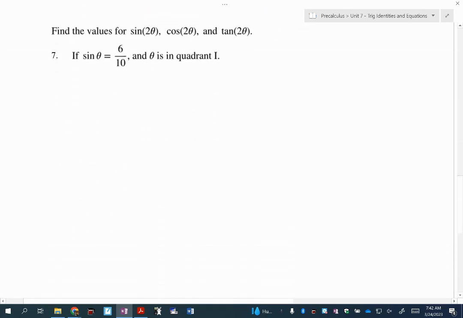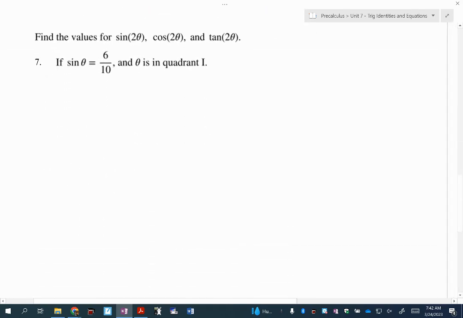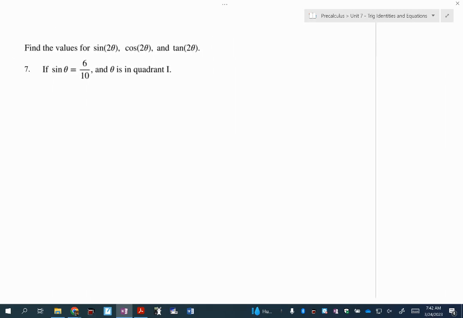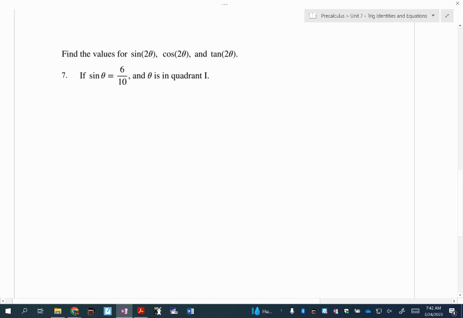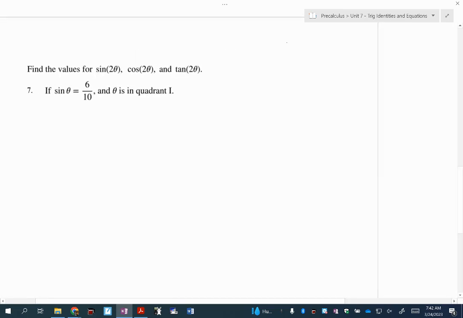Okay, now let's go to the second page. The second page is going to start by doing some work with double angles. You'll notice I want to find the sine, cosine, and tangent of 2 times my angle theta. So the first thing I'm going to do, because I know I'm going to need all 3 of my trig ratios, sine, cosine, and tangent, to do those, is actually make the triangle.